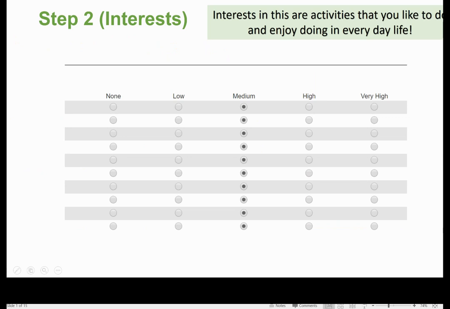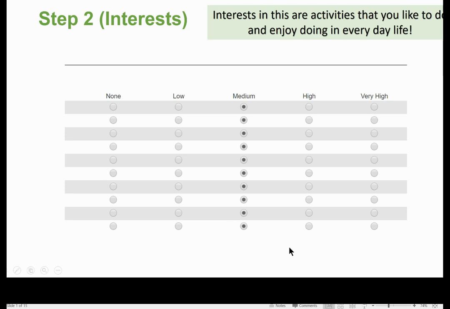The next step, step two, when you go, is called interests. These are activities that you like to do and you enjoy doing in everyday life. In other words, if you really don't like the interest that's up, you want to click none. If you really like to do these things, you're really interested in these items, then you want to click the high.